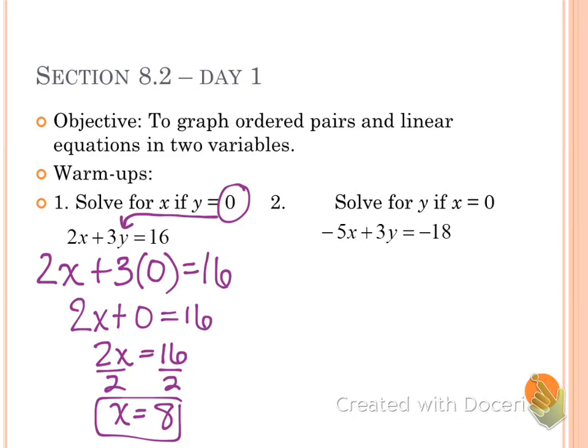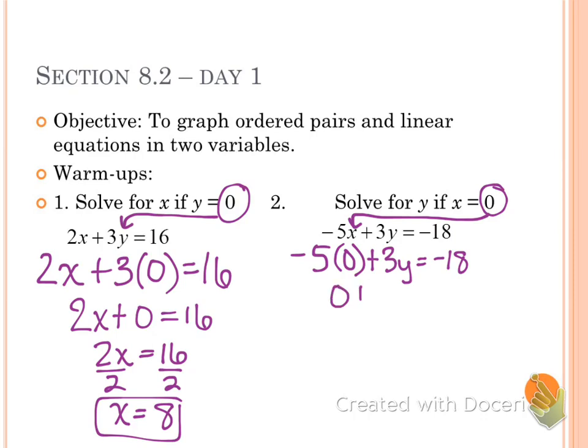All right, on the second warm-up, we are told that x is equal to 0, and we're asked to solve for y. So our 0 this time is getting plugged into the x. I rewrite the problem, replacing the x with a 0 in parentheses. The rest of the problem stays the same. What is negative 5 times 0? 0. Zero plus 3y. It's just 3y.